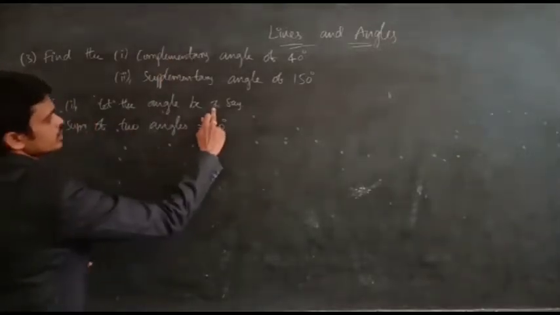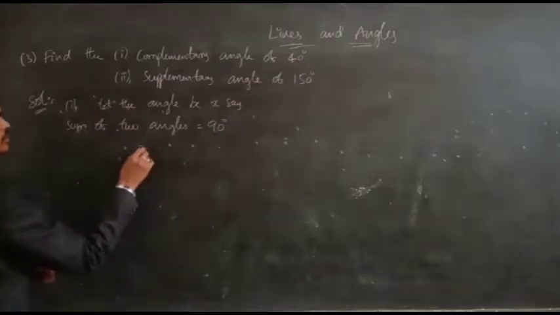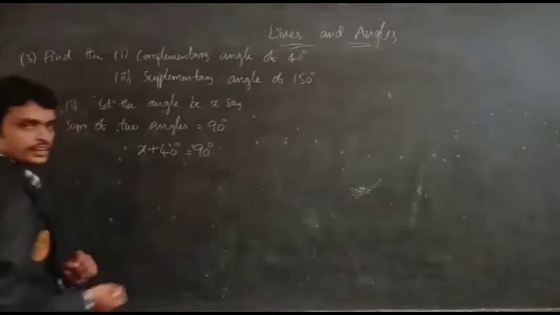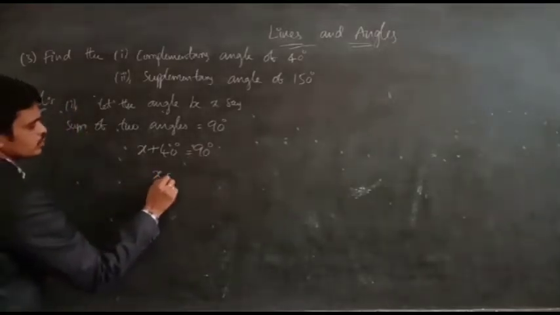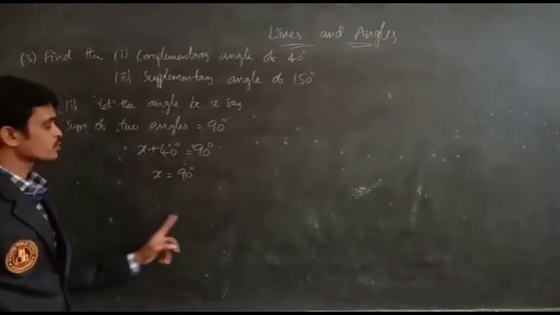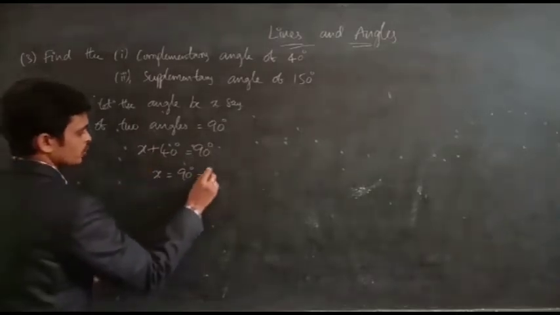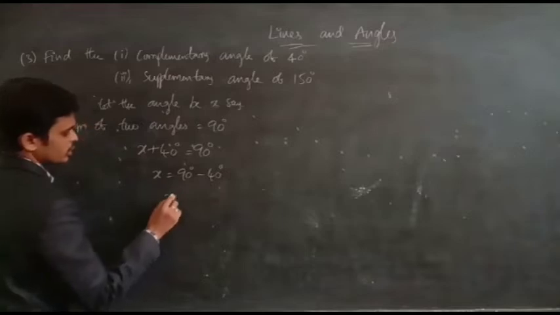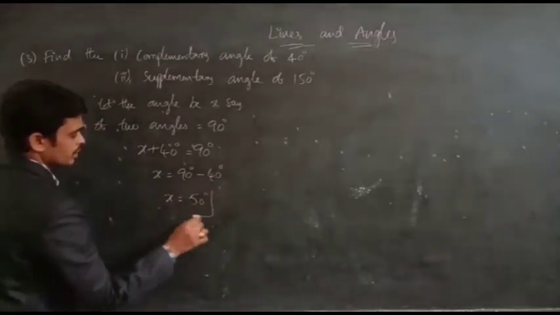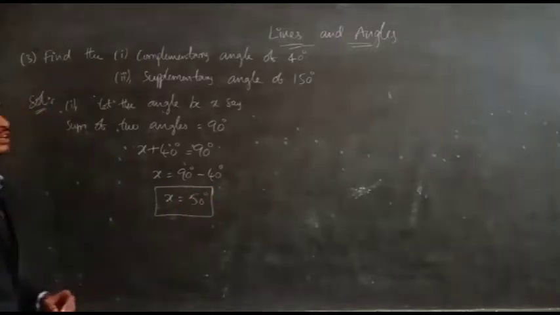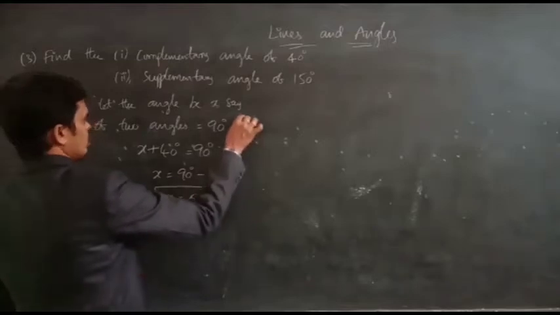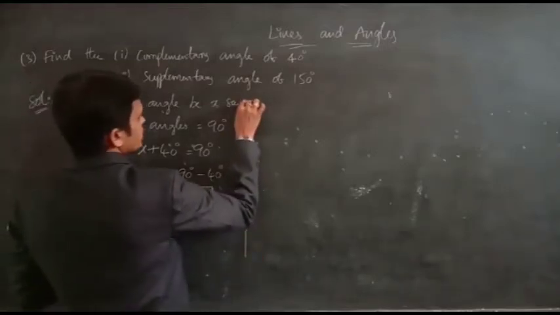Then what are the two angles? x plus 40 degrees is equal to 90 degrees. Then x is equal to 90 minus 40, transposing 40 to the RHS, it becomes minus 40. So x is equal to 90 minus 40, which is 50 degrees. Then the complementary angle of 40 degrees is how much? 50 degrees.